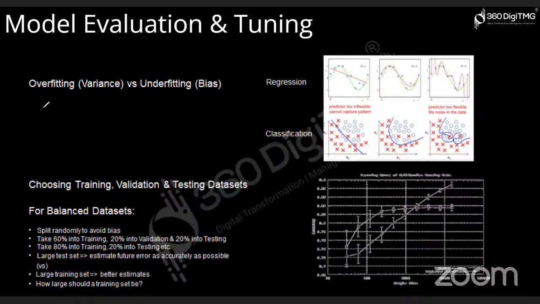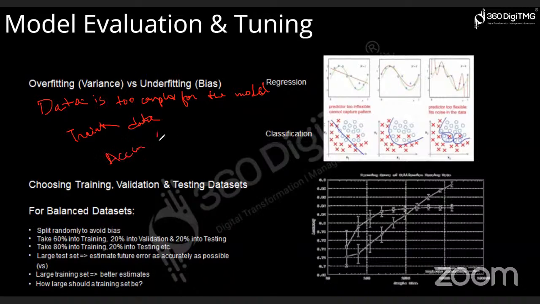So what happens when the data is too complex for the model? If our data itself is too complex for the model, then what can we do? So here the model will not be able to learn this data. Okay, on the training data itself, it will have a very less accuracy.